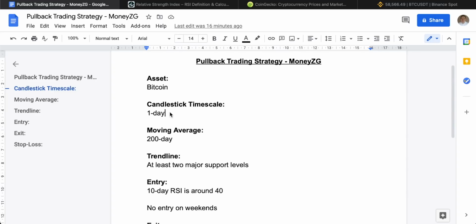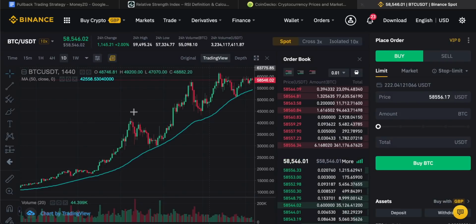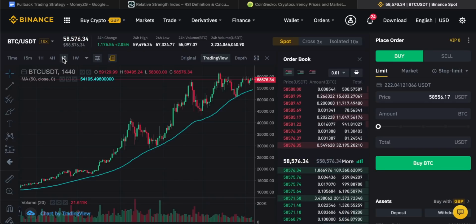So this isn't specifically day trading where we're in and out every day, maybe up to 5 or 10 times in a day. It's going to be a slightly longer trade overall. So we've got a 1 day. So we come to the chart and we make sure that the candlestick time frame is 1 day, as you can see here. This will change depending on the strategy that you're using, but that is what we want for this strategy.